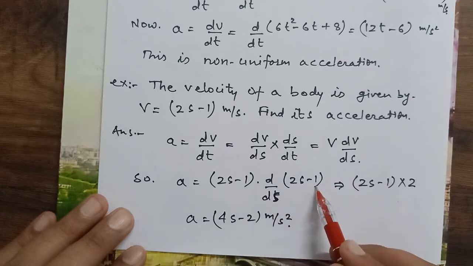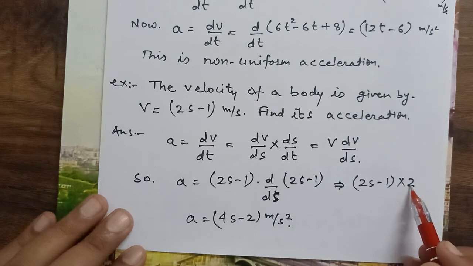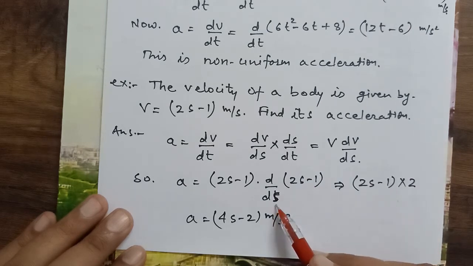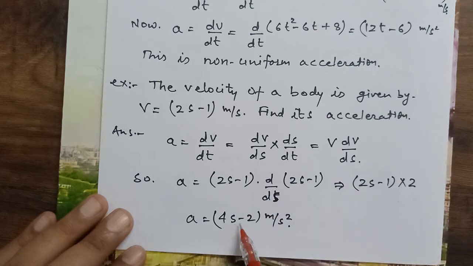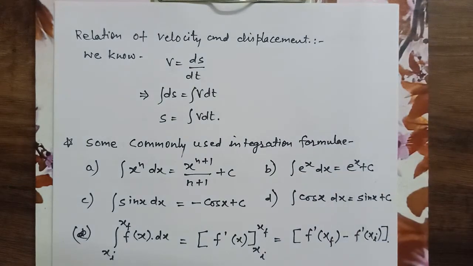The differentiation of this part, 2 and ds by ds, so it is multiplied with 2 only. You can see negative 1, which is a constant, so differentiation is 0. So finally we got 4s minus 2 meter per second square. This is acceleration depending upon displacement. So far we have used differentiation formula for finding the velocity and acceleration.